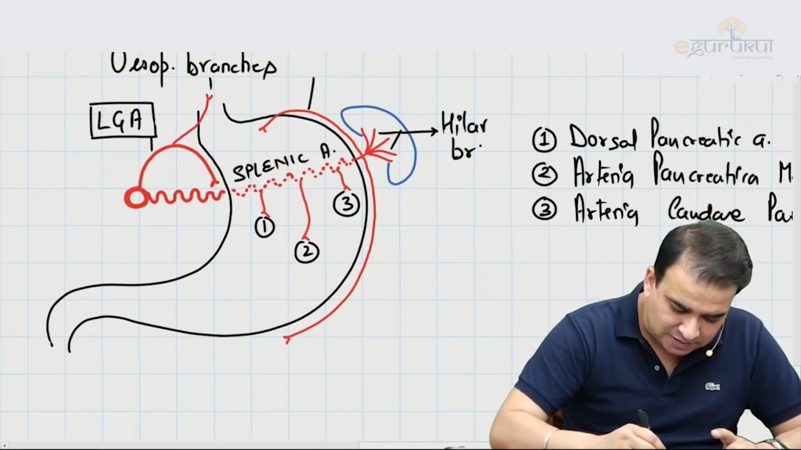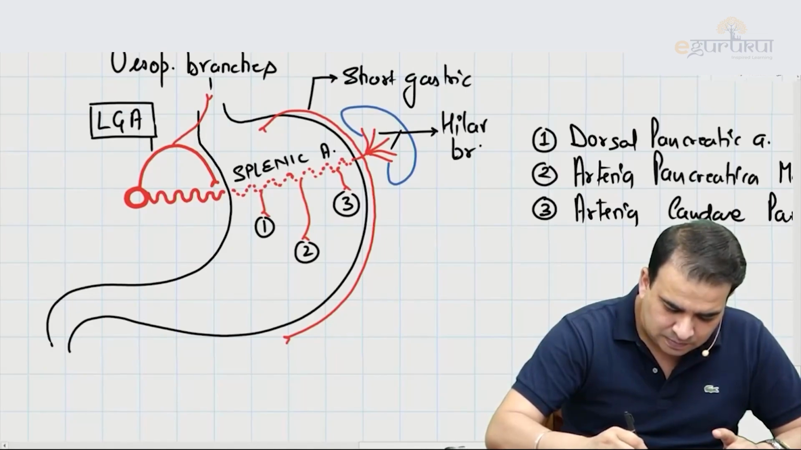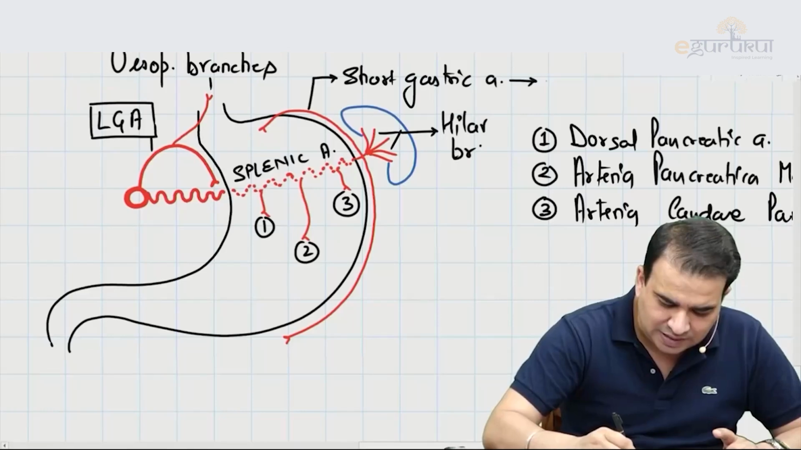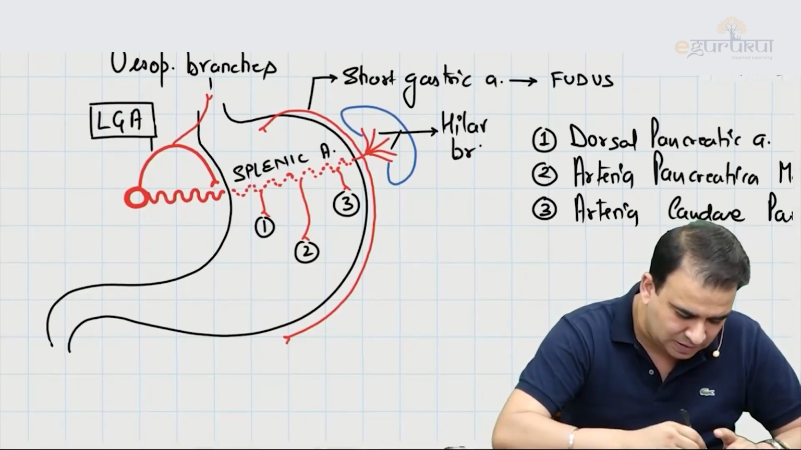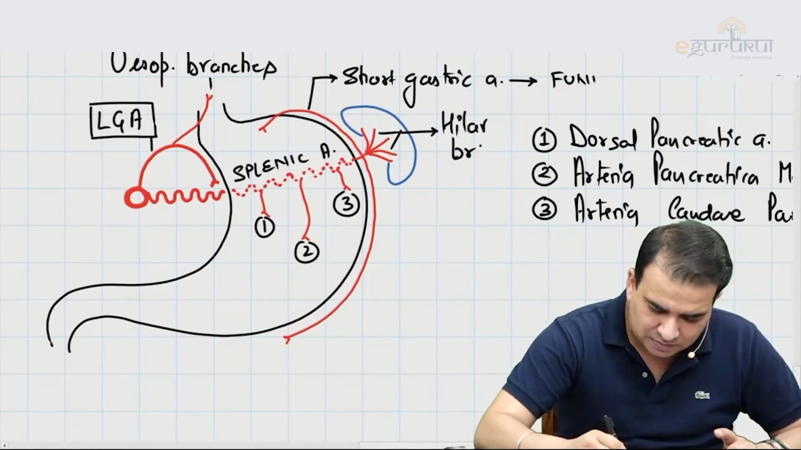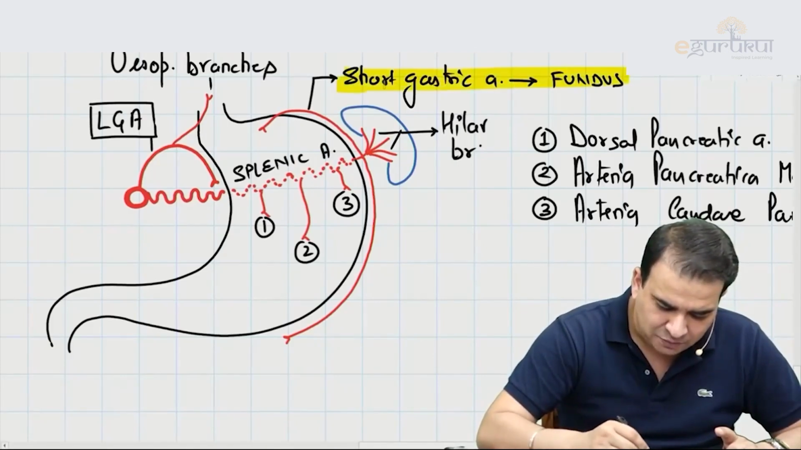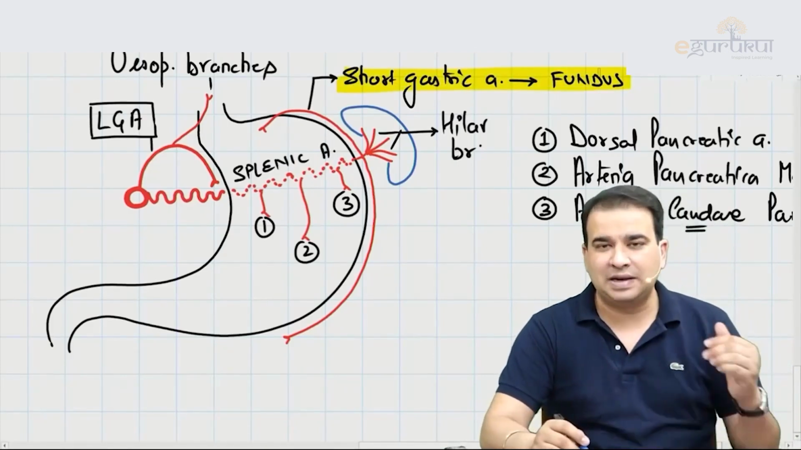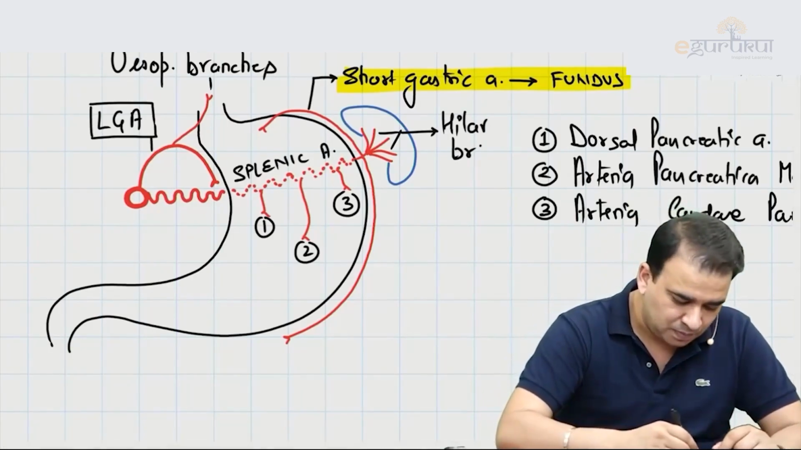This artery here, guys, these are the short gastric arteries. Please note they supply the fundus of the stomach. That also was a question asked recently. Fundus of the stomach is supplied by what artery? That is by the short gastric arteries coming from the splenic only.